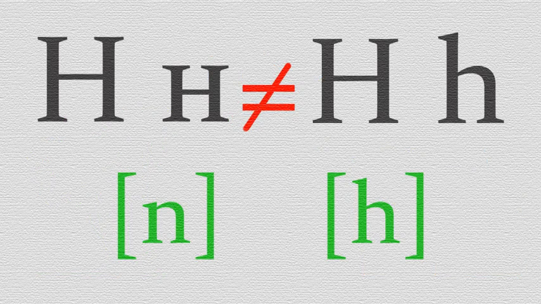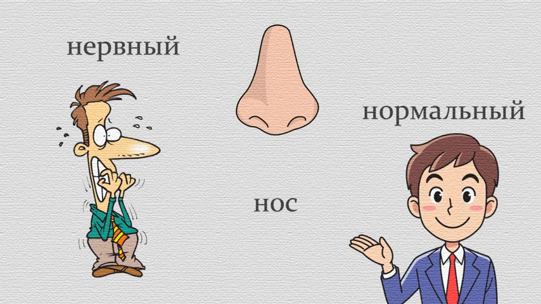Our next letter is the letter N. Big letter N looks exactly the same as English H. Be careful, it is not H, it is N. And we have such examples. Нервный, нос, нормальный.